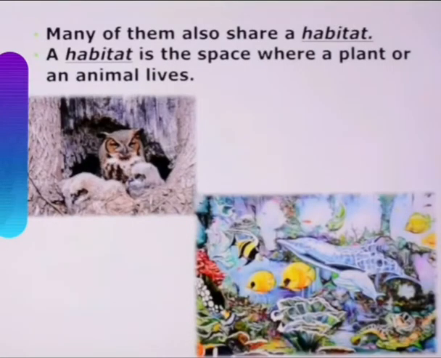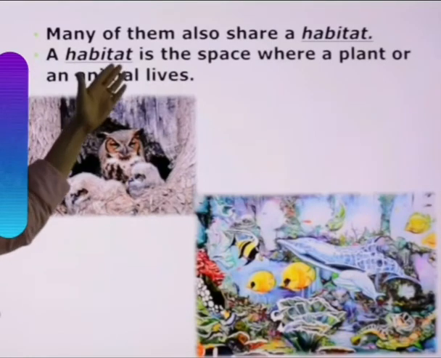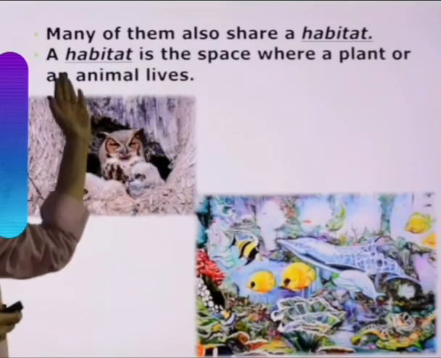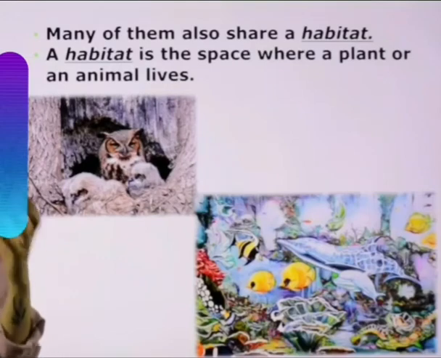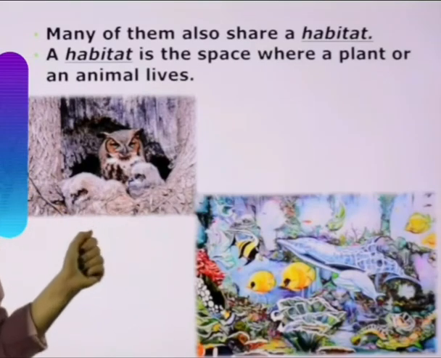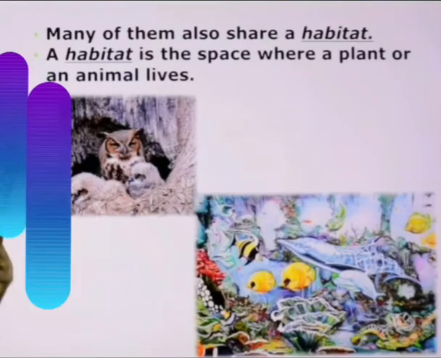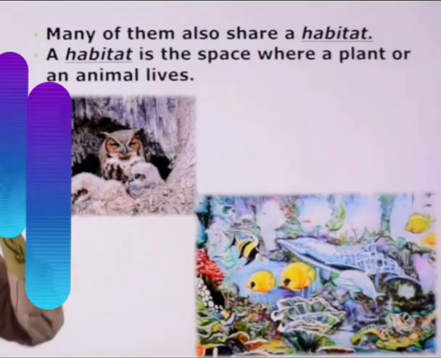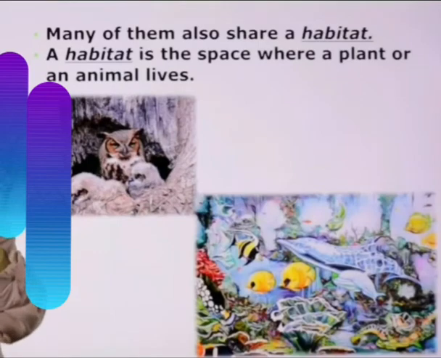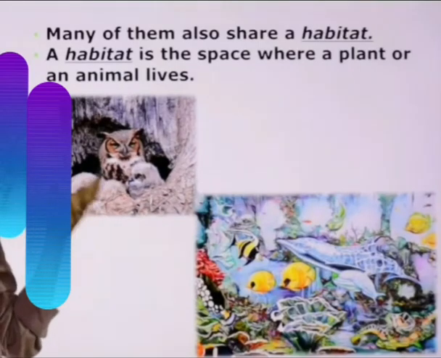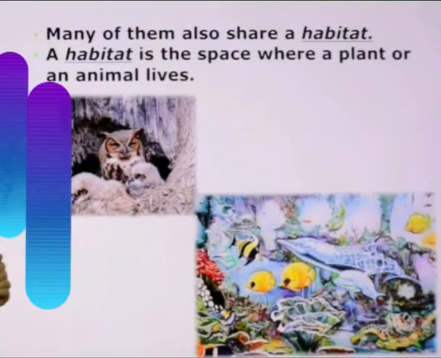Many of them also share a habitat. What is a habitat? A habitat is the space where a plant or an animal lives. So the habitat is the house of the living thing. As you can see here, this tree is the habitat of the squirrel and the owls. They both live together. And maybe if you look up the tree, you will see some birds, some pigeons, some insects, you can see a beehive.